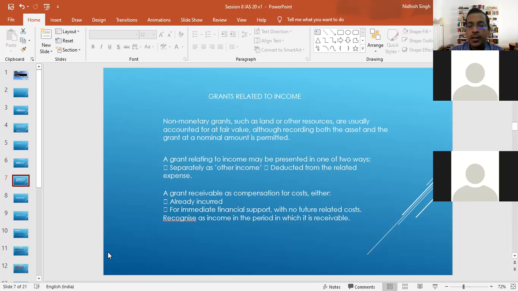Now the next one is grant receivable as compensation for cost. Okay, so what could it be? What would be a grant receivable as compensation for cost? Any thought, suggestion?